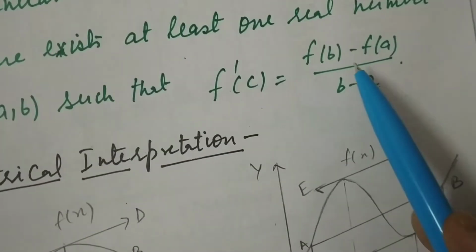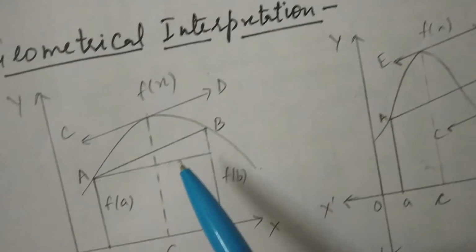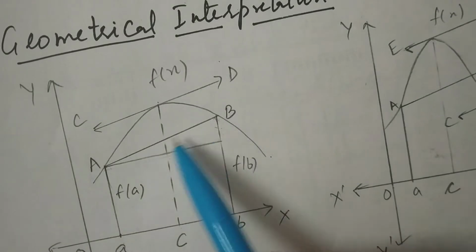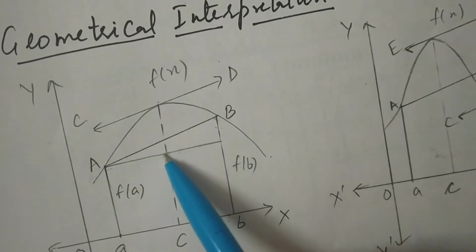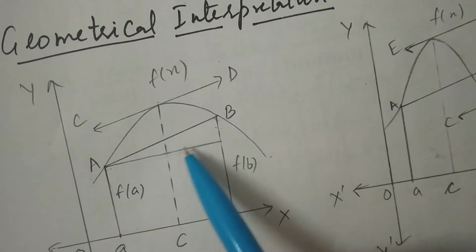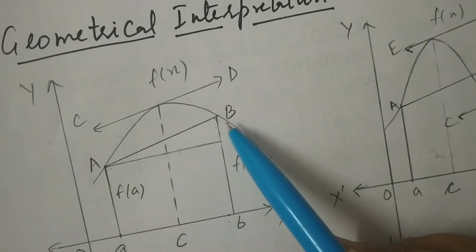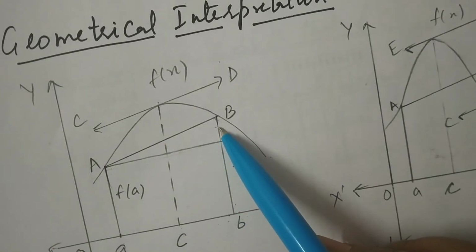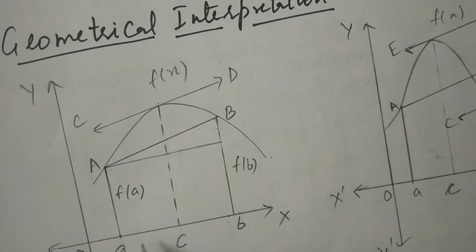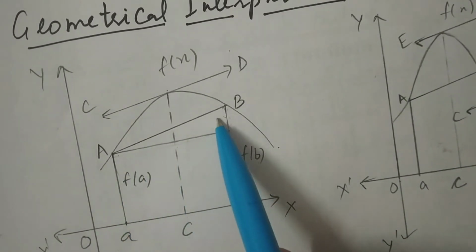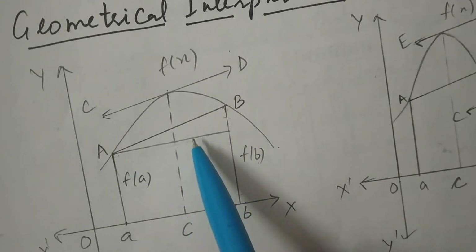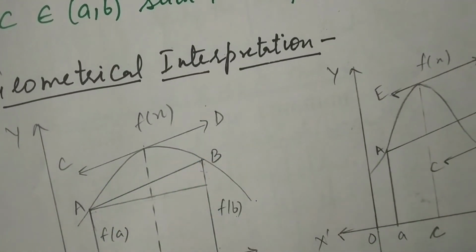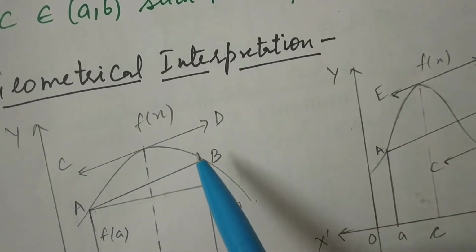What was (f(b) minus f(a)) upon (b minus a) is actually the slope of the line AB, because in this right angle triangle, if I take this as perpendicular and this as base, then perpendicular upon base will show the slope of line AB. As here this vertical distance is f(b), this is f(a), so this difference will come out f(b) minus f(a), and this horizontal difference will come out b minus a. So this way (f(b) minus f(a)) upon (b minus a) represents the slope of the line AB, and f'(c), the slope of the line CD, is the same.